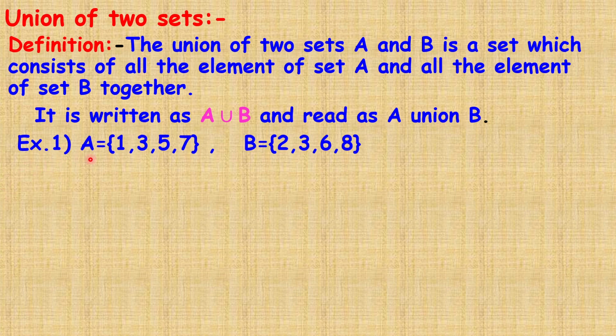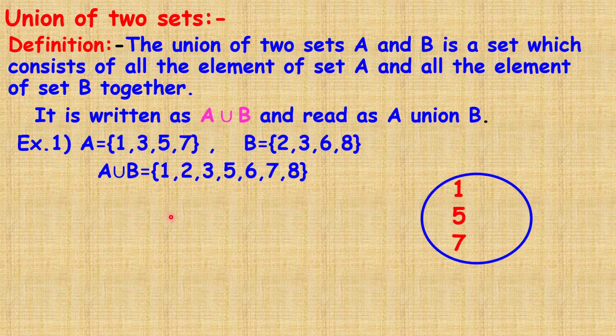For example, set A having the elements 1, 3, 5, 7 and set B having the elements 2, 3, 6, 8. So A ∪ B is equal to the elements 1, 2, 3, 5, 6, 7, 8. All the elements in set A and set B together form the union of sets A and B.